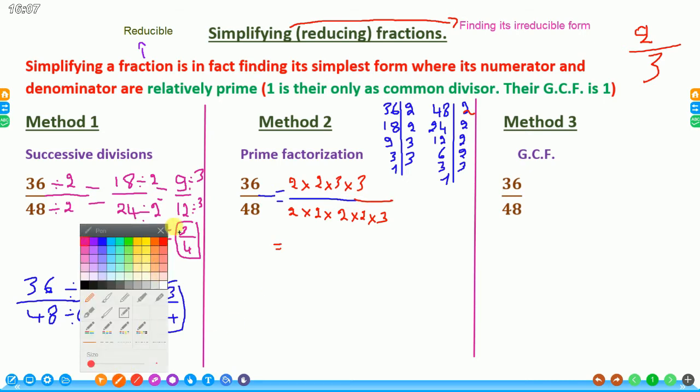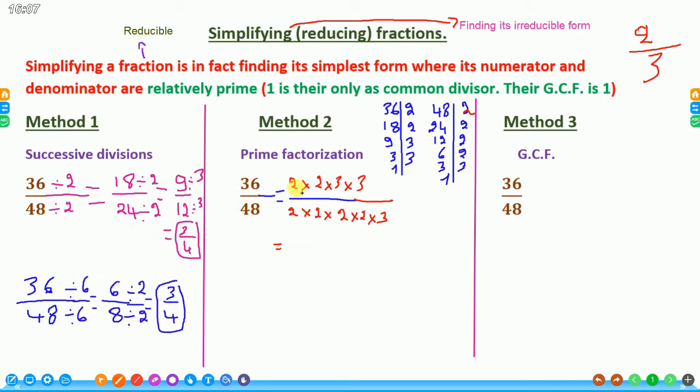Now, to simplify this fraction, I just need to check the repeated factors. 2 and 2 are repeated, I cross them. 2 and 2 also. Now I can cross the 3 from the numerator with a 3 from the denominator. 3 and these two 2's will remain. It's equal to 3 over 2 times 2. And then in the end, I write 2 times 2 in the form of a number. I will obtain 3/4, an irreducible fraction.